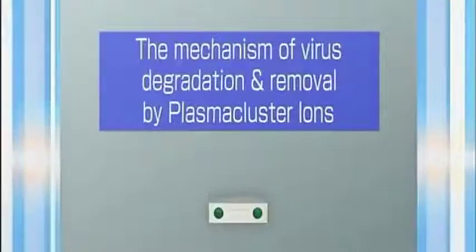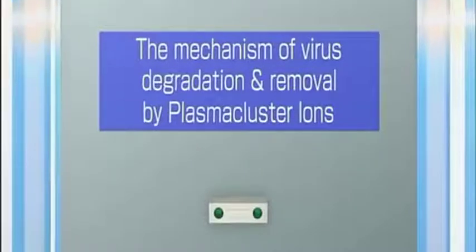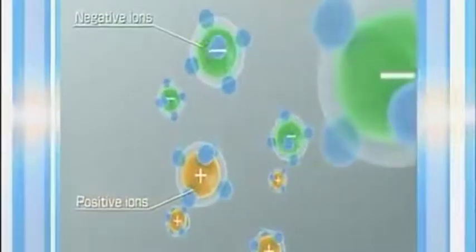Here is the mechanism by which the plasma cluster ion degrades and removes the viruses. The ion generator produces positive and negative ions from air moisture through plasma electrical discharge. In the same way as ions existing in nature, plasma cluster ions are very stable when included in water molecules, and high concentration is possible in our living spaces.